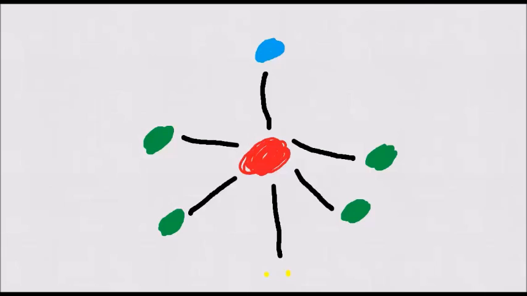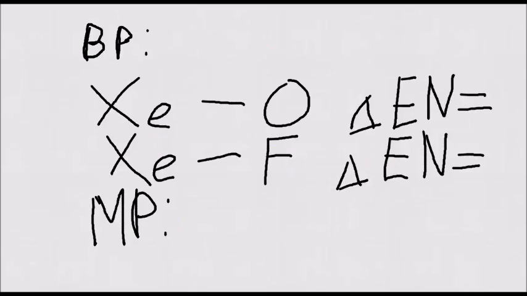Now for our electron domain geometry. Since we have 6 electron domains, it will be octahedral. And for our molecular geometry, we will have square-based pyramidal, as one of the electron domains is a lone pair.